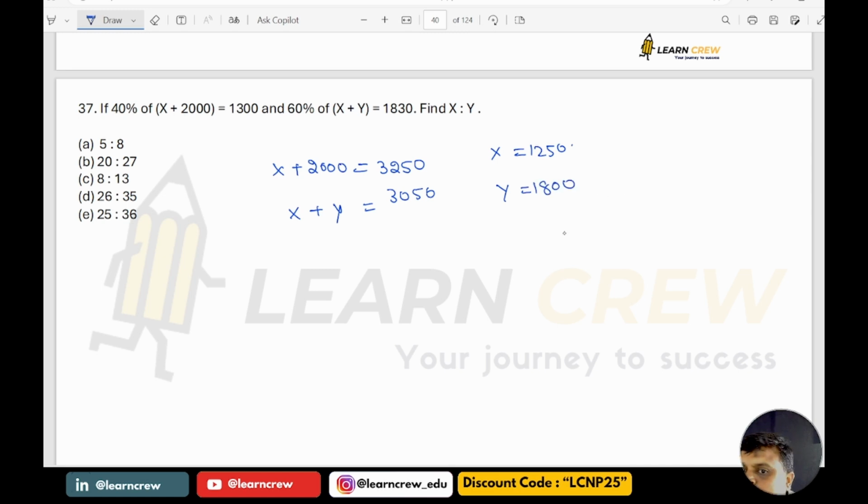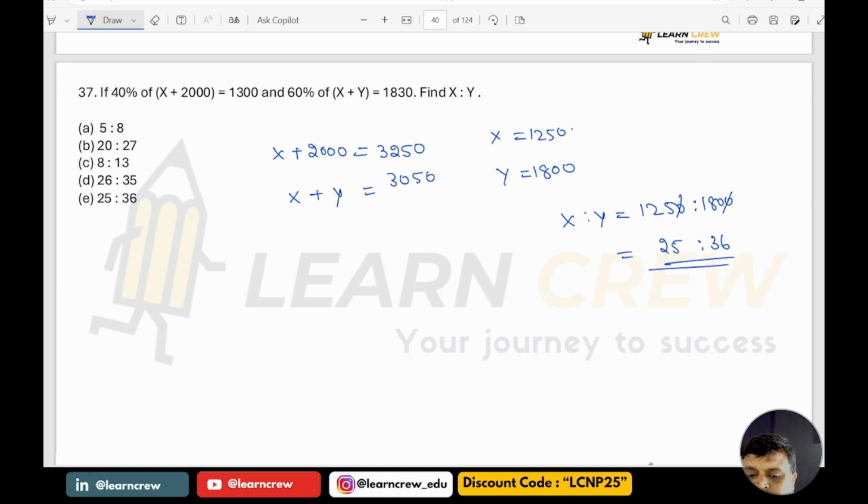Thereby the ratio x is to y is how much? It is 1250 is to 1800, which on simplification is 25 is to 36. 25 is to 36 is the answer.